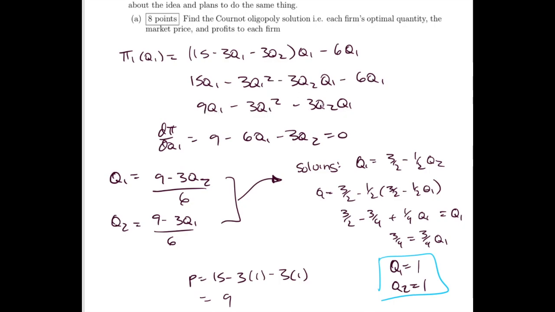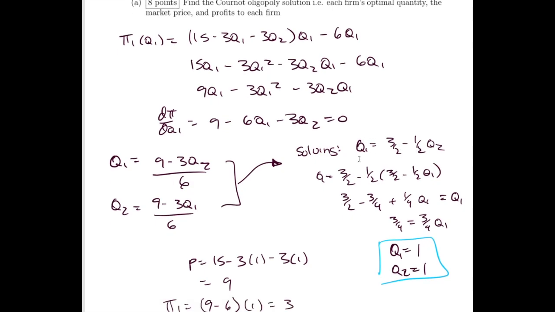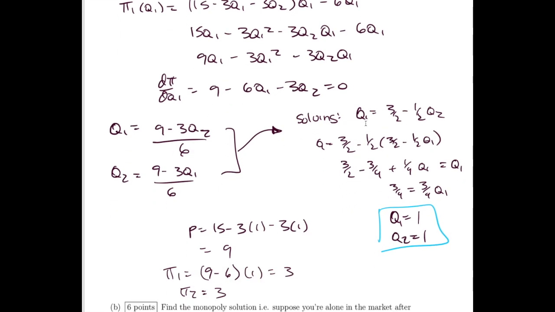All right. So now I'll take that derivative. And so it'll be 9 minus 6Q1 minus 3Q2 is equal to 0. Solving for Q1, because we want firm 1's optimal choice, it'll be as a function of Q2. That's this right here. And notice what I've done is I could have written this as 9 minus 3Q2 over 6.